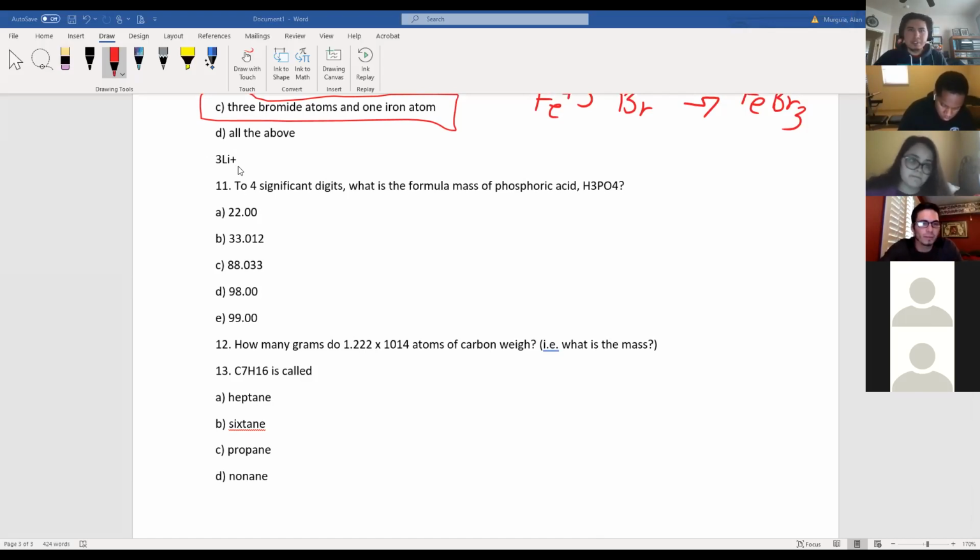So we'll move on to number 11 here. To 4 significant digits, what is the formula mass of phosphoric acid? And here we're given the formula, which is H3PO4. Is the formula mass similar to the molecular mass or no? Exactly, yeah, because here we're dealing with a formula, so you can also call it the formula mass. Yeah, so they're interchangeable.